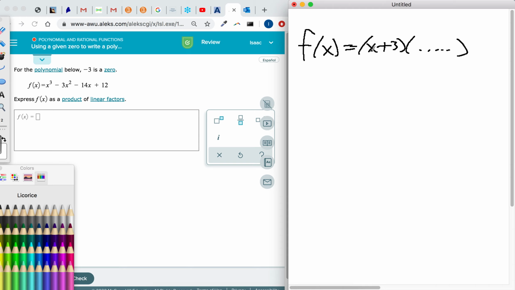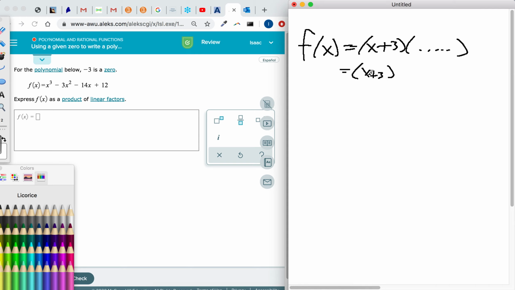Same thing with this that I just wrote over here. If you plug negative 3 in for x, negative 3 plus 3 makes 0. 0 times whatever this is going to be 0, right? Because 0 times anything is 0. So if negative 3 is 0, then x plus 3 has to be one of those linear factors they're looking for. So the question is, what's the stuff that goes over here in those dot, dot, dots?